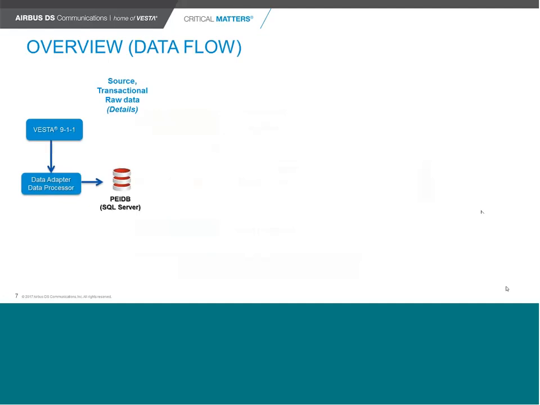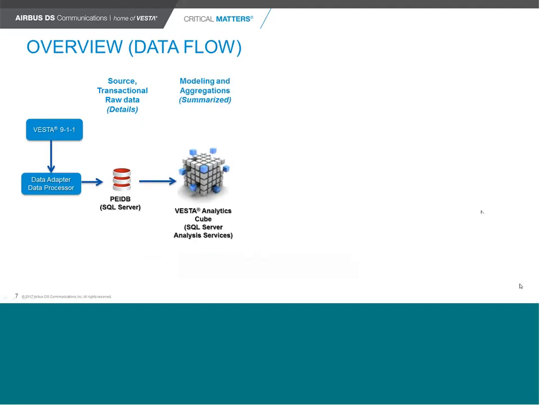So in this picture, we depict how data comes in from our VESTA 911 system. First, it gets in from the VESTA 911 system, and it sends the data directly to the VESTA Analytics through a data adapter, also known as the data processor. From there, we process the data into our database. We also refer to that database as a PIDB database, which utilizes SQL Server.